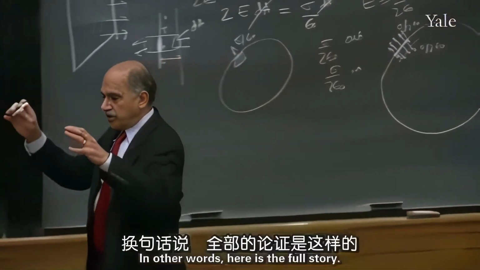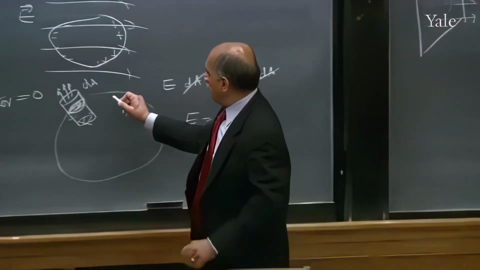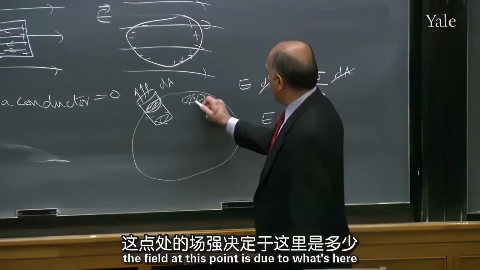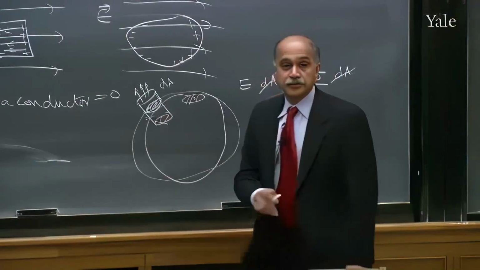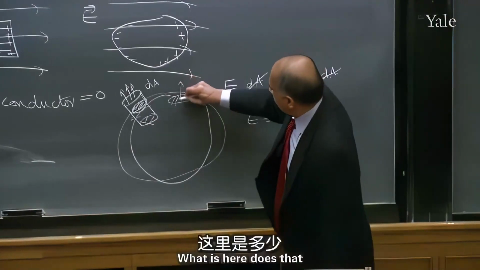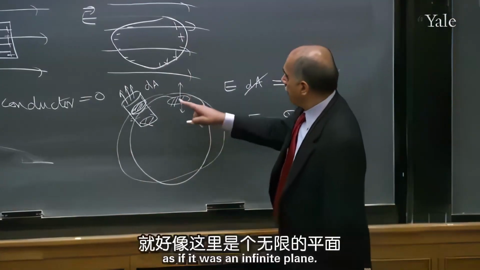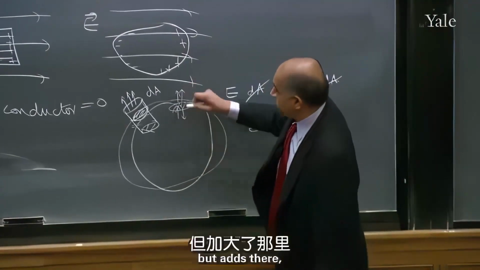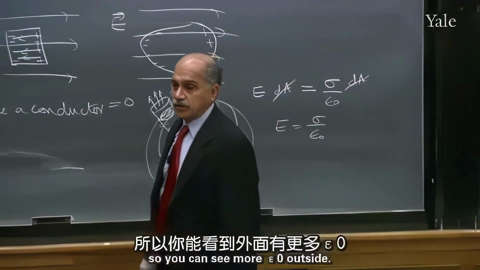In other words, here's the full story. If you go to a conductor, if you pick a region here, the field at this point is due to what's here and what's everywhere else. What is here does that as if it was an infinite plane. The rest of the guys do that, and that cancels this here but adds there. So you get sigma over epsilon 0 outside.